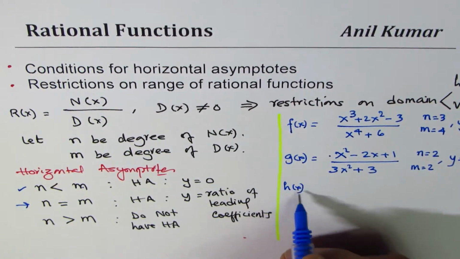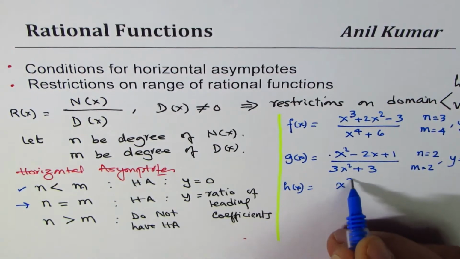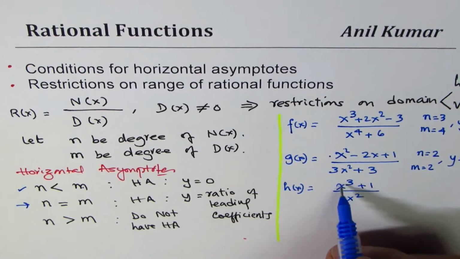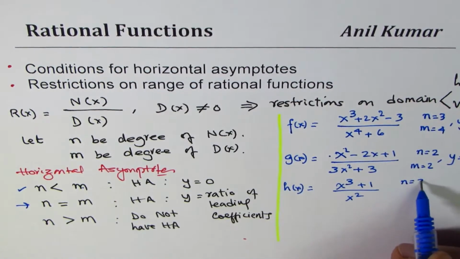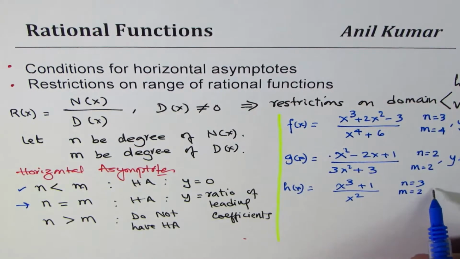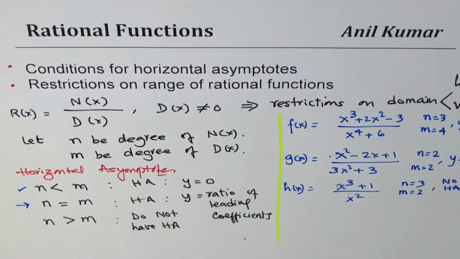Let's take another example where the degree of the numerator is higher. For example, x cubed plus 1 over x squared. Now the degree of the numerator is 3, and that of the denominator is 2. So here there is no horizontal asymptote. So that is how it is very easy to find horizontal asymptotes.